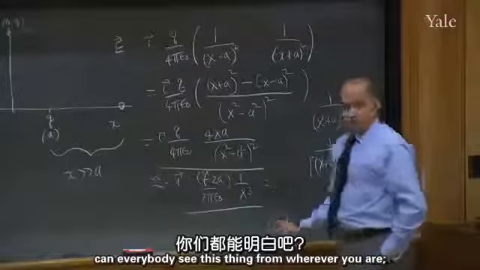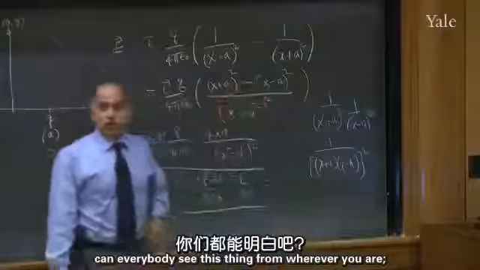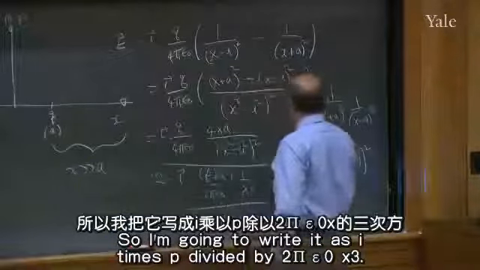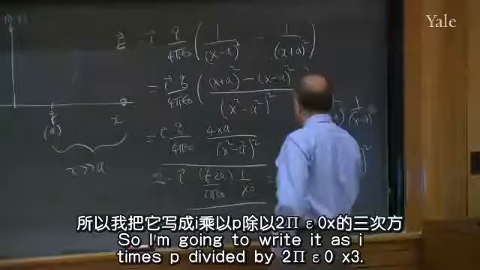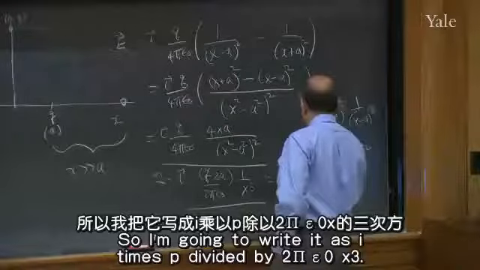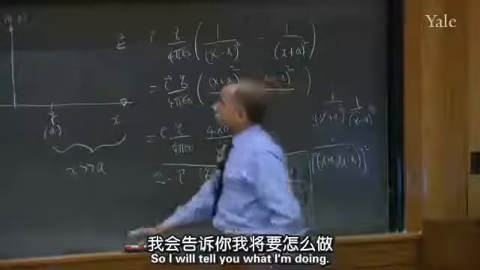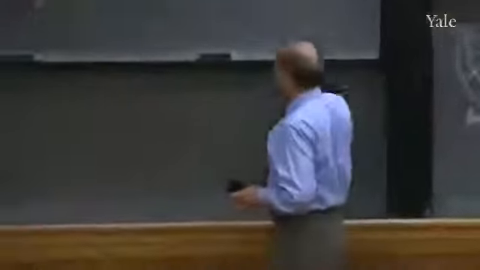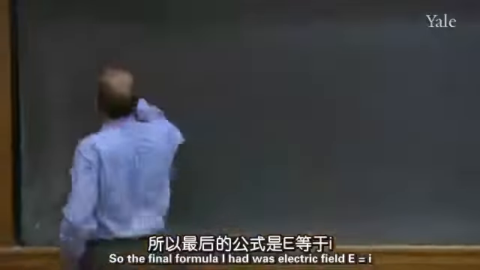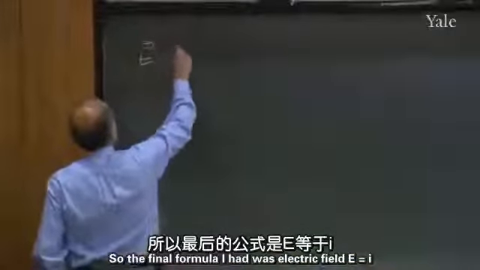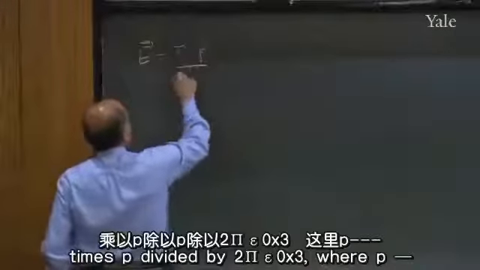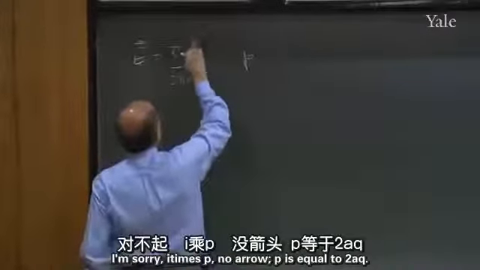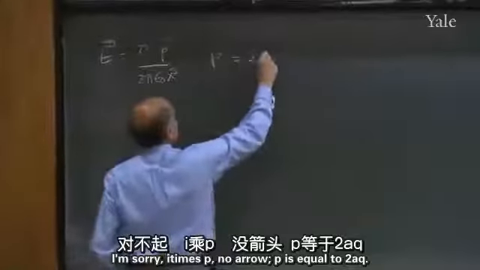Can everybody see the last formula here from wherever you are? So I'm going to write it as i times p divided by 2 pi epsilon 0 x cubed. The final formula I had was electric field E equal to i times P divided by 2 pi epsilon 0 x cubed, where P is equal to 2aq.